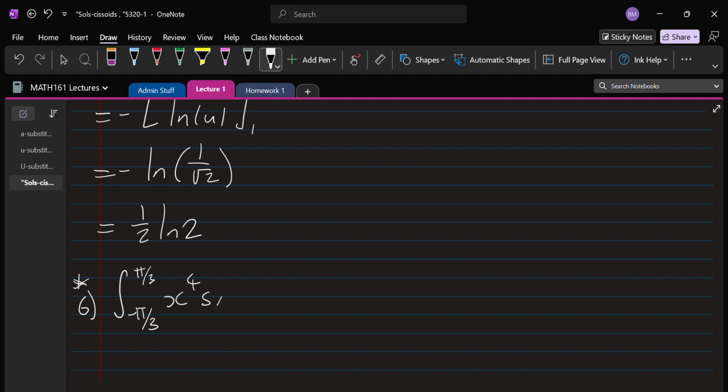Okay, number 6, little star. So we have the integral from minus pi over 3 to pi over 3 of x to the 4 sine of x dx. At this point, I'm going to remind you that whatever integration problem I give you, it's up to you to figure out what to do with it. You can use whatever technique you want to answer the question.